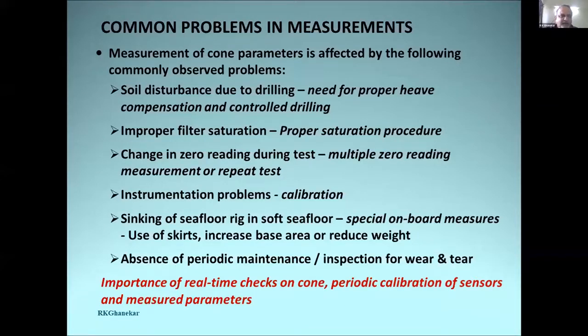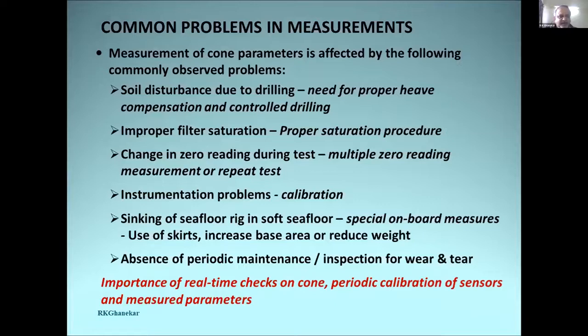Actually, there are standard proper saturation procedures which need to be followed. Otherwise, the response is very sluggish initially. Now, because of the instrumentation problems, change in zero reading also takes place, which needs to be checked continuously throughout the test. Another problem is the sinking of the seafloor rig in soft seafloor.